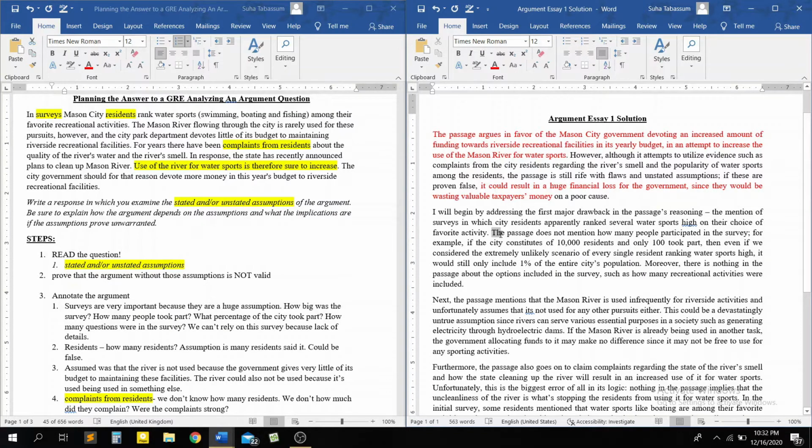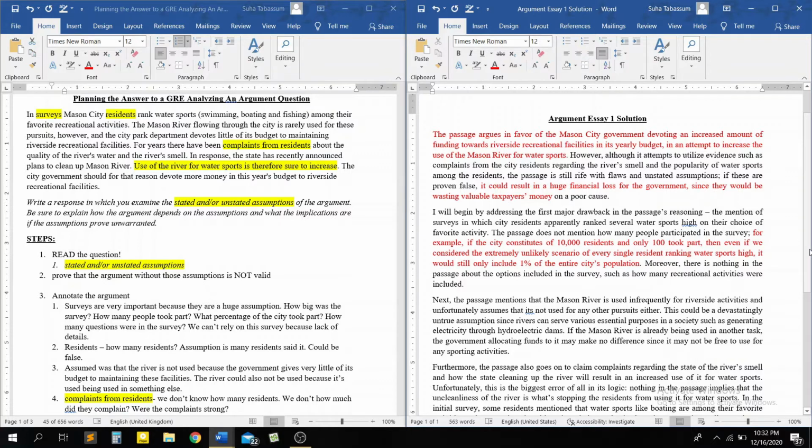The passage does not mention how many people participated in the survey. For example, if the city constitutes 10,000 residents and only 100 took part, then it's an unlikely scenario that every resident ranked water sports high on their favorite activity list. So this was the main point in my body paragraph.